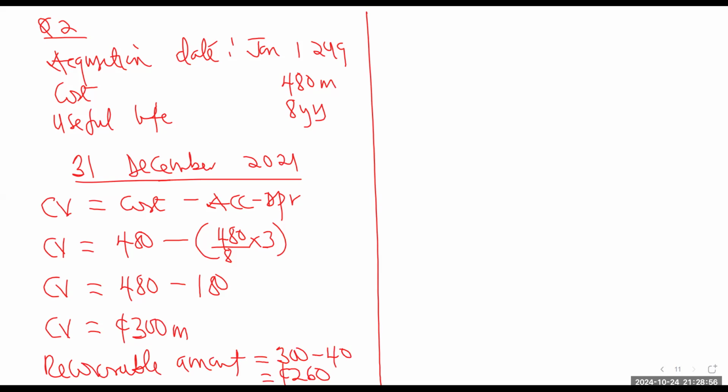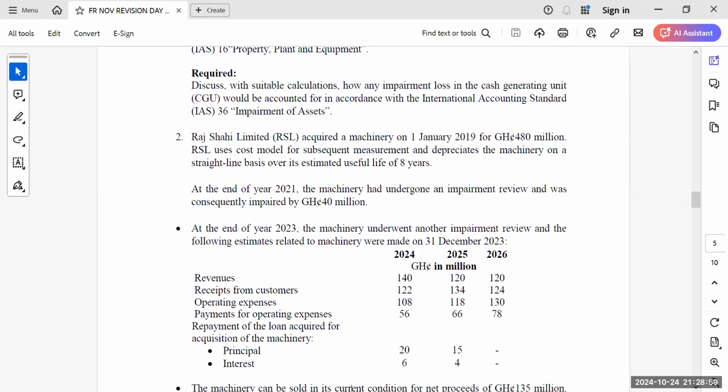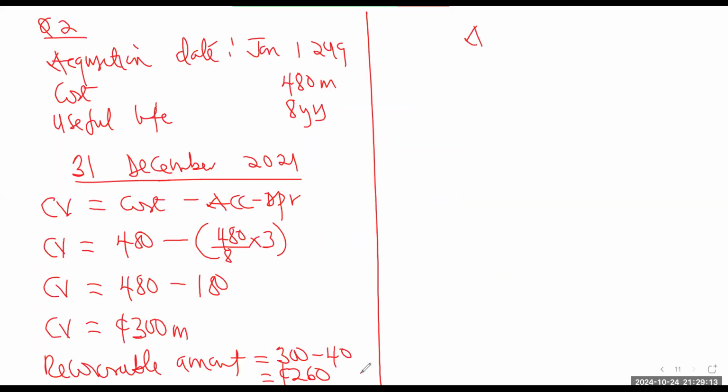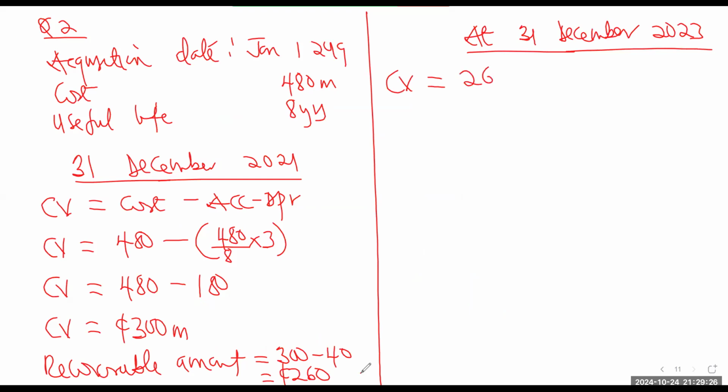When are we carrying out the next impairment? At the end of 2023. So from 2021 to 2023, how many years is that? 2 years, 2022 and 2023, isn't it? So what will be the carrying value as at 31 December 2023? Can we say that the carrying value will be 260 minus 260 over 5 multiplied by 2? Is that confirmed?